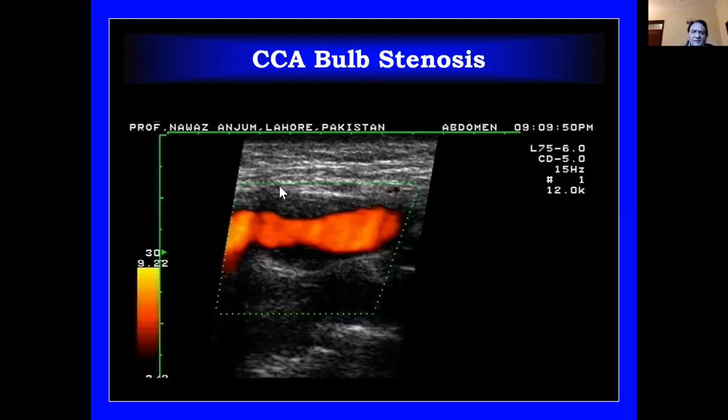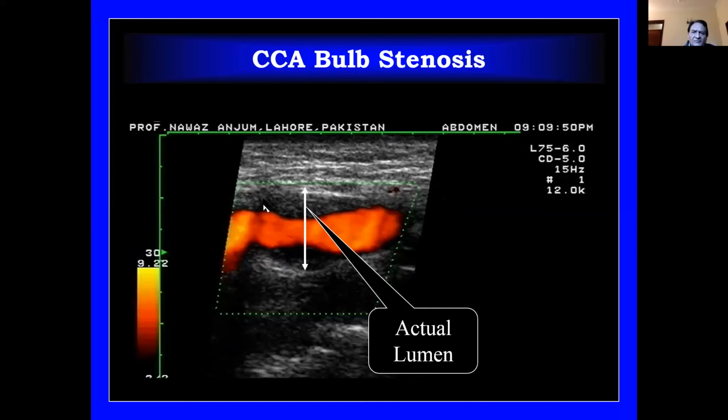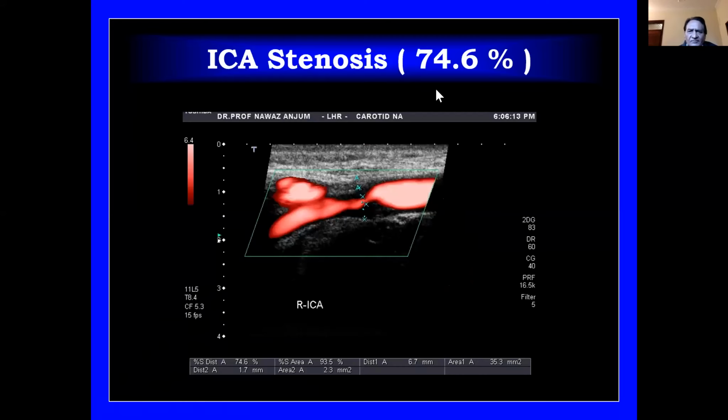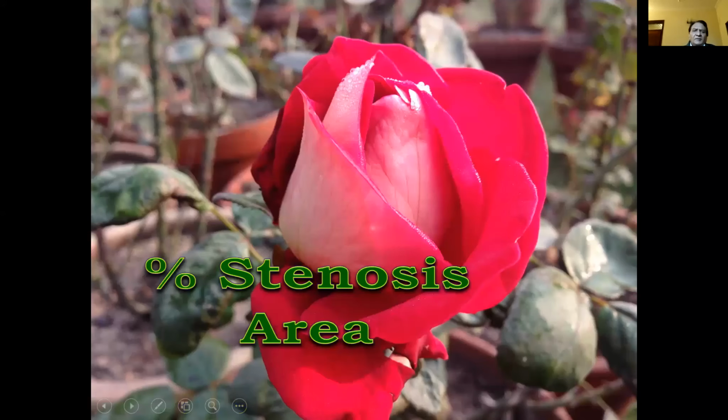Here, there's the total lumen. You can see the plaques here, and you can see the patent lumen. From here, you can calculate the percentage of stenosis, as in this case, it is 74.6%. But this method is not very accurate. It gives you a good idea about the stenosis, but the best method is to calculate by percentage of stenosis area.